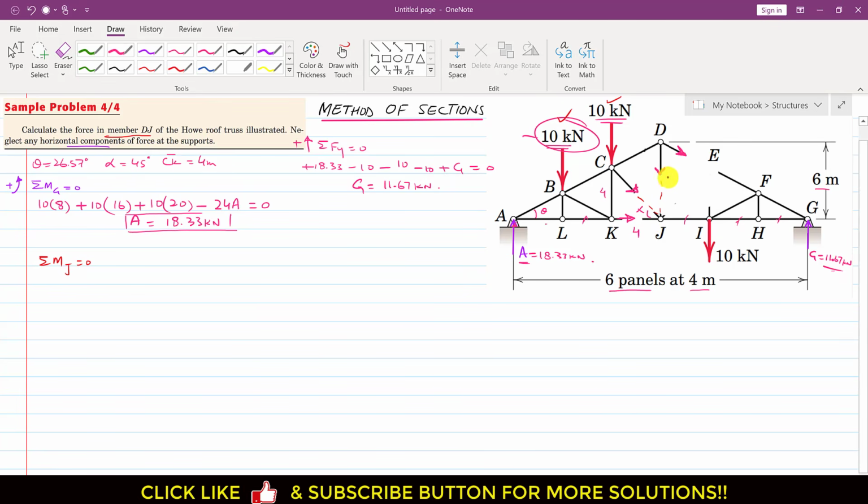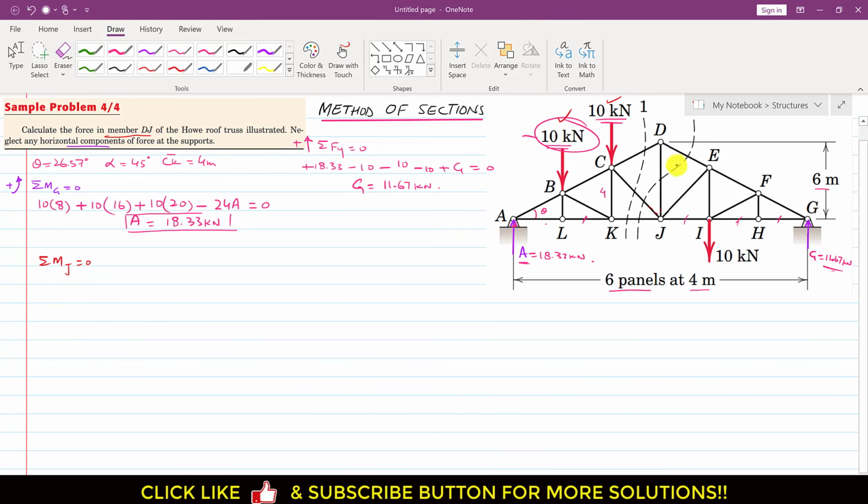So in this particular case, we need to pass a cutting section where we have a smaller number of unknowns. If we consider this one section, this dashed line, then we will have 3 unknown forces: the Cd member force, the Cj, and the Kj member force. If we consider this cutting section and the left hand side of this truss, we will be able to find the Cj member force, and that will help us in finding the dJ member force.